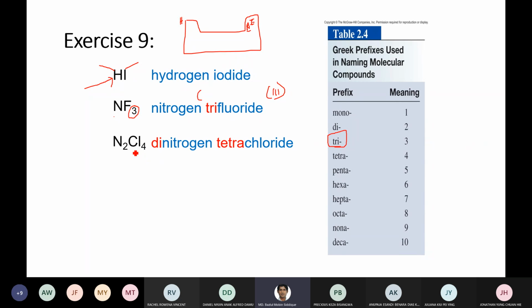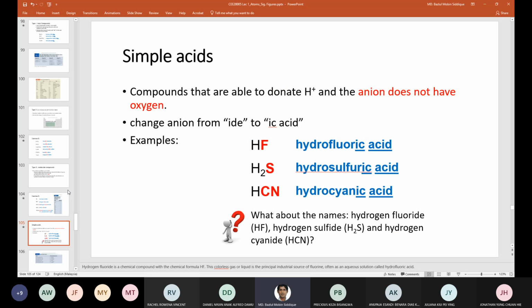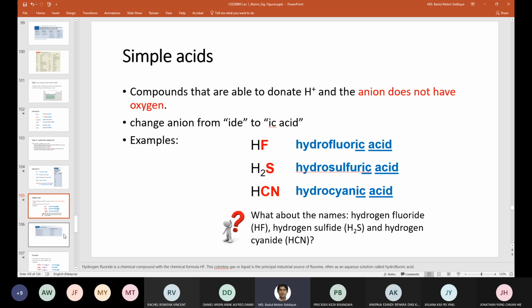So here it is dinitrogen tetrachloride. Dinitrogen because there are 2, and tetra means 4, so tetrachloride, and so on. It will be said in this way. All right, I think I'll stop here today, and tomorrow we'll finish this up for the acid and how to name the acid and what else.